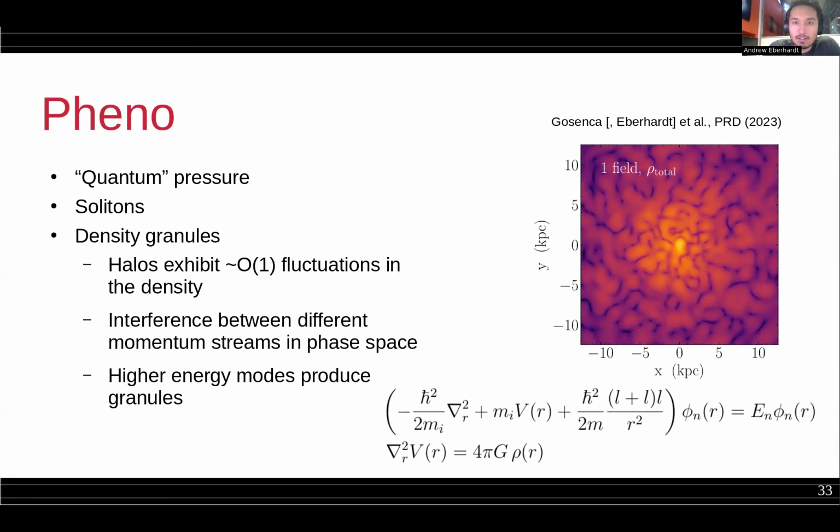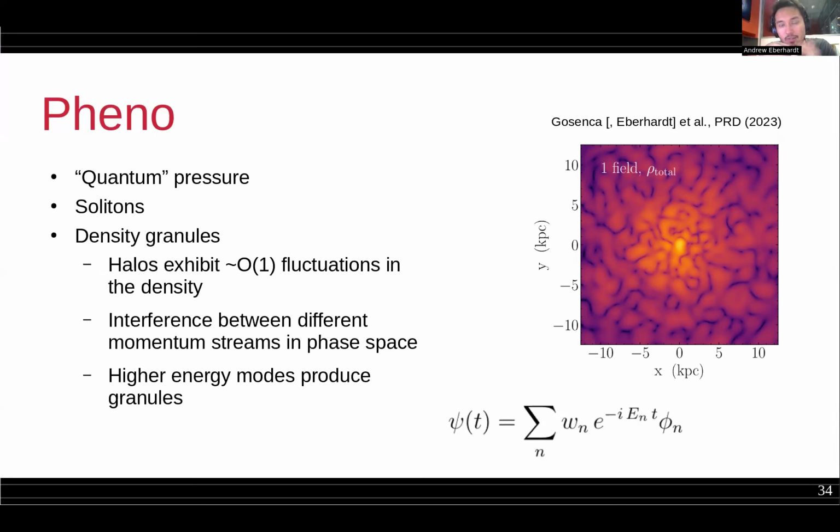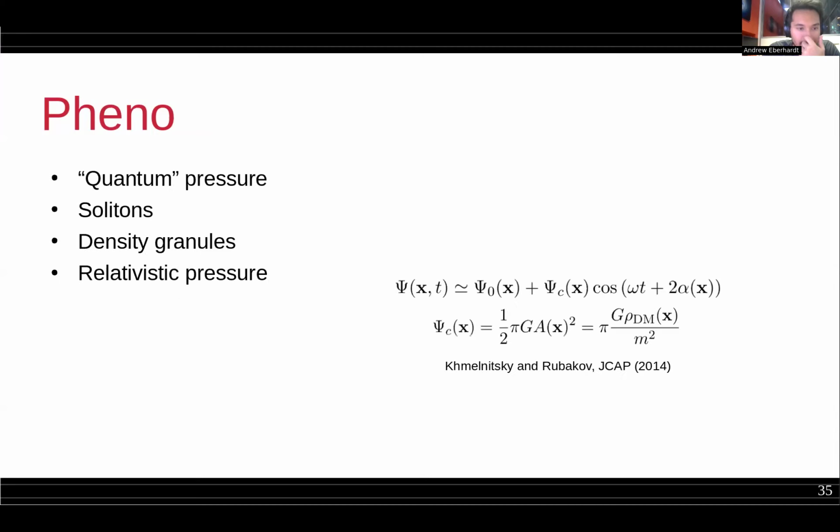And these higher energy modes are what's giving us this granular structure. So you can approximate the evolution of these granules just using interference between the higher energy modes solved from this eigenvalue problem.